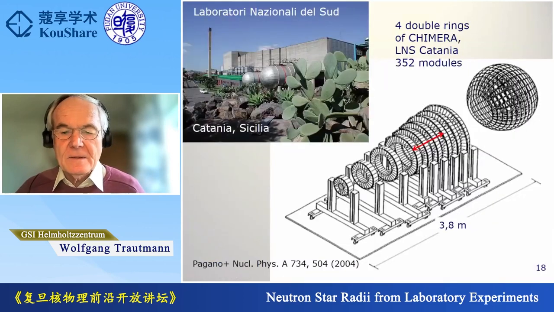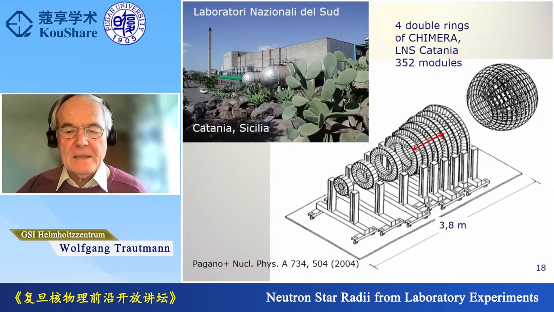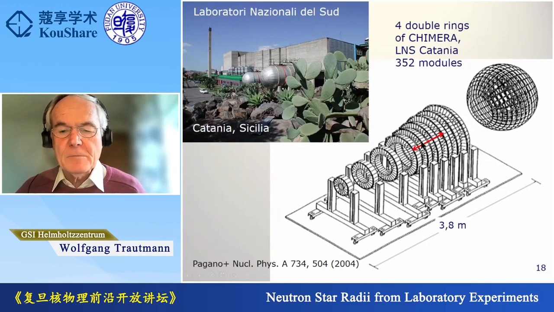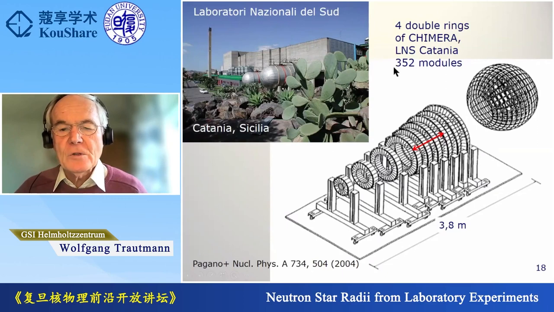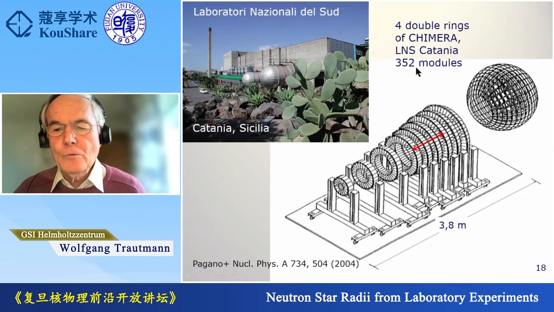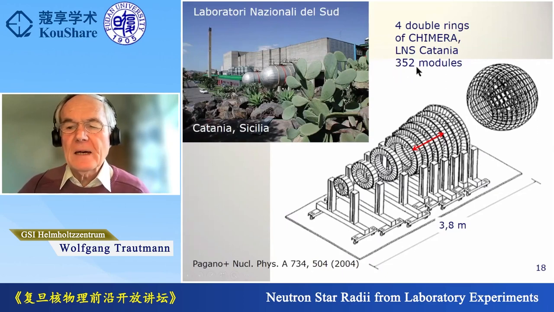And the rings of the Chimera detector here, that is the full setup in Catania here in Sicily. And 4 rings here had been brought to the GSI, 4 double rings containing 352 modules and giving us a high azimuthal granularity.